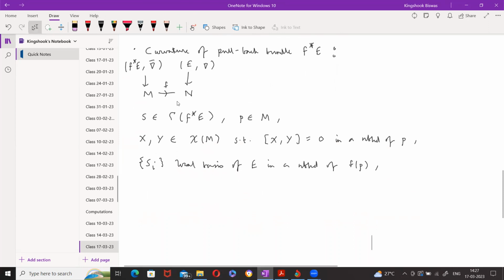So then my section S of the pullback bundle, I can write as a sum over i, a_i times S_i composed with F, where the a_i are smooth functions on M, near P.